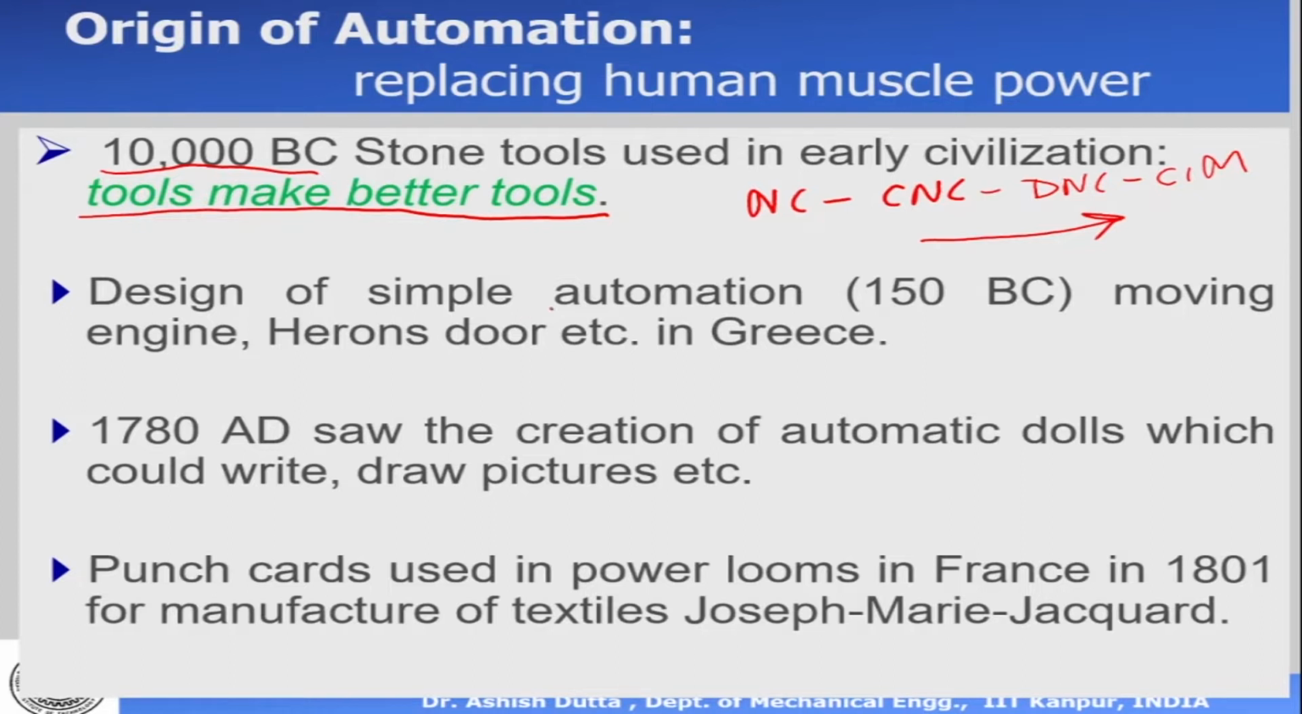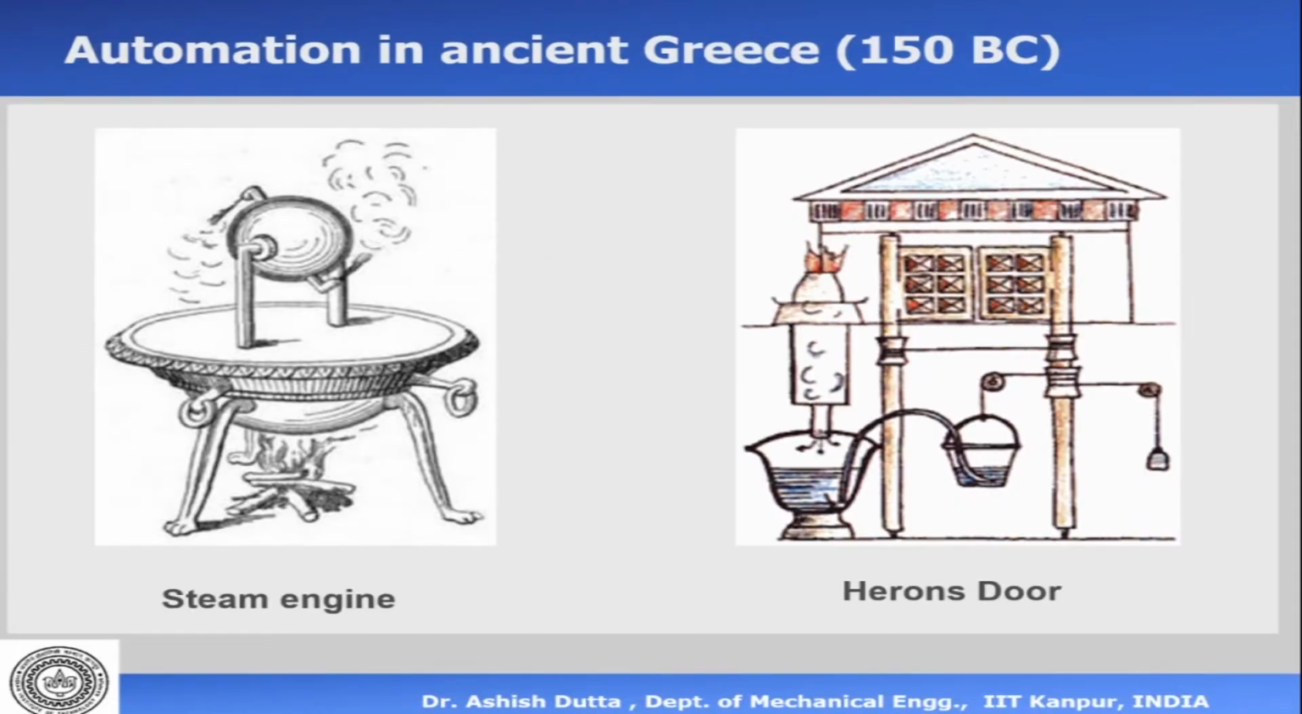Now, design of simple automation was there around 150 BC. For example, the moving engine and Heron's door. So this is an example of the steam engine. On the left hand side we have the steam engine, and how this works is there is a container containing water and fire is burnt below the container. This fire heats up the water and produces steam, and the steam comes out through these two pipes and out of this nozzle and that nozzle. You can see that they are pointing in different directions.